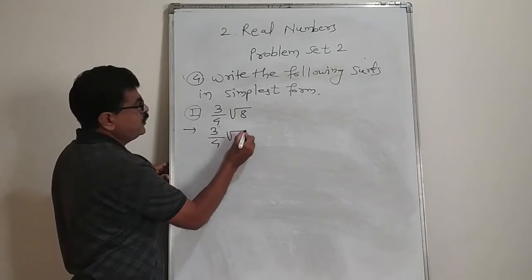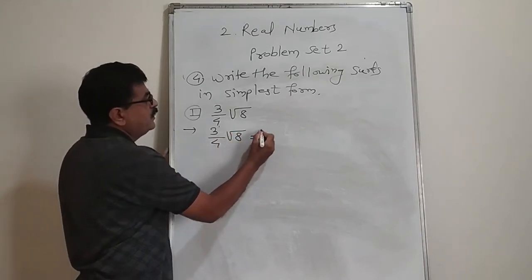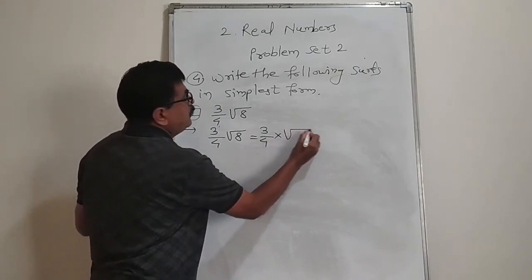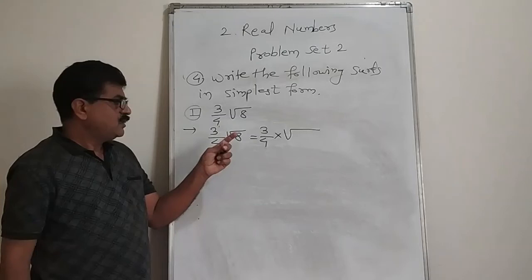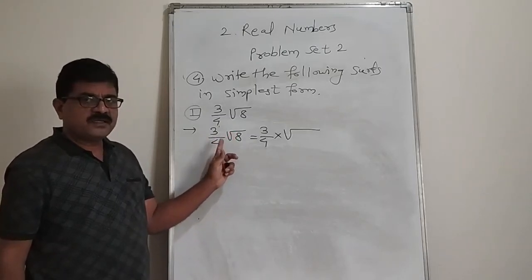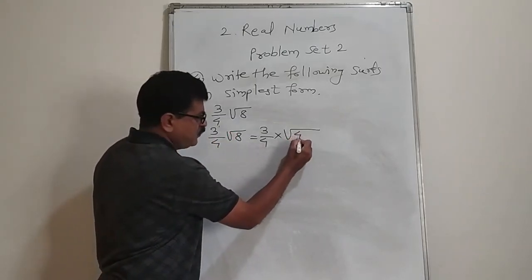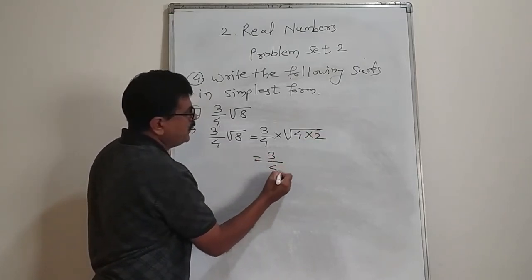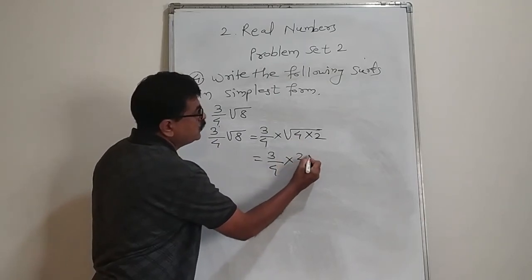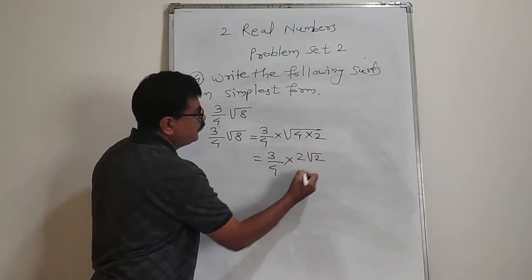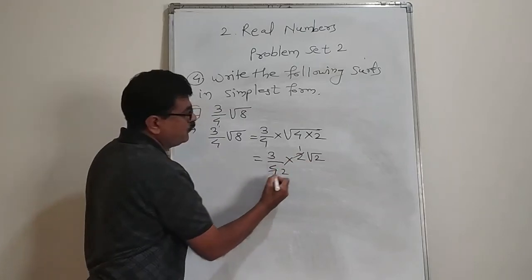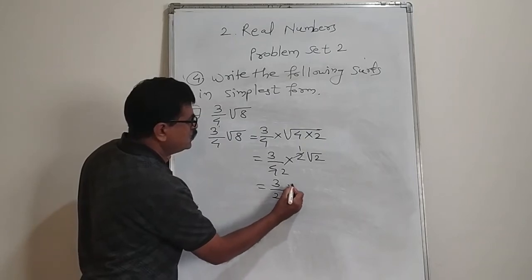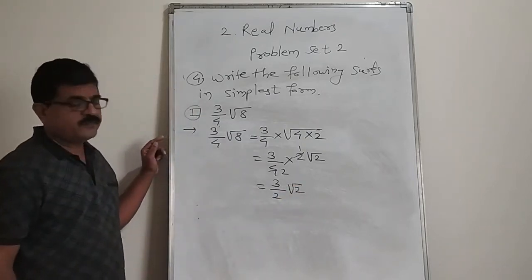3 upon 4 square root 8 is equal to 3 upon 4 into square root 8. Now we have to find the square root of this. Therefore write down 8 as 4 into 2, is equal to 3 upon 4 into square root of 4, which is 2, into square root 2. Dividing by 2, is equal to 3 upon 2 square root 2. This is the answer.